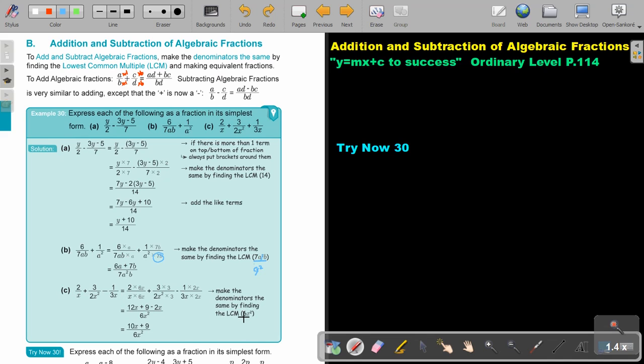In this case, there's 3 fractions. So what's the LCM? 6x squared. So 6x squared divided by x, so I multiply 6x, 6x. 6x squared divided by 2x squared, I multiply 3. 6x squared divided by 3x, I multiply 2x, 2x. And then I just look at this and I simplify 12x minus 2x, that is 10x plus 9, and that's my final answer.